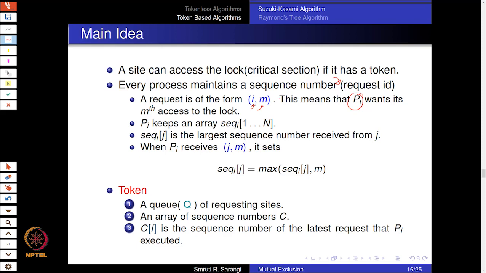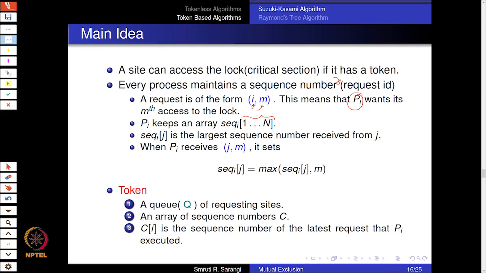Alright. So this does take some amount of past history into account, but not much. Essentially every request in this case is a tuple of the process ID and the access number of the lock, in the sense is it your third access or fourth access or fifth access to the lock. Furthermore, every process Pi keeps a sequence array 1 to n, where the jth entry is the largest sequence number it has received from j. So think of this as some sort of a vector clock. We were using scalar clocks earlier, so this has been inspired from the vector clock.